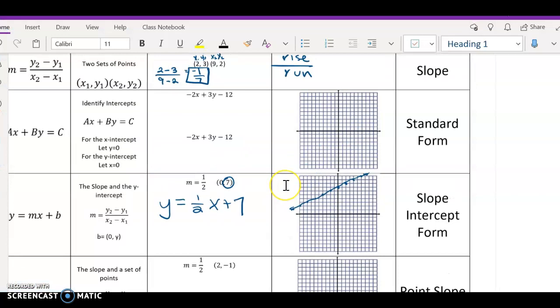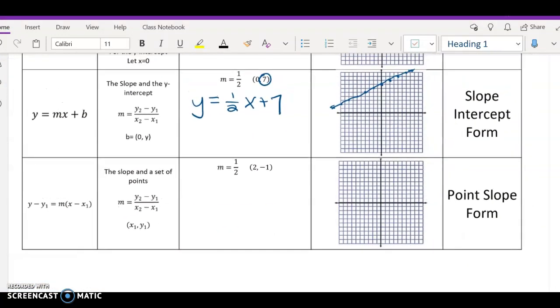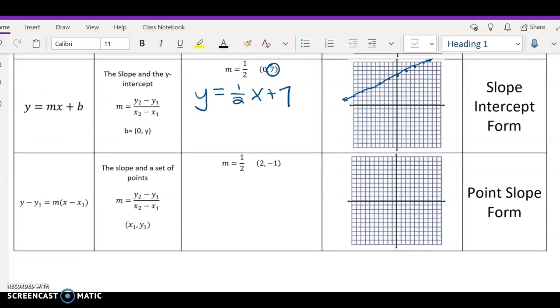Okay, so then I'm going to go to point slope form because that's the next form that we learned. In point slope form, we have y minus y1 equals m times x minus x1. So for this, we just need our slope, and we need 1 point on the graph. It doesn't matter what point, any point will work. And then we plug that into our equation.